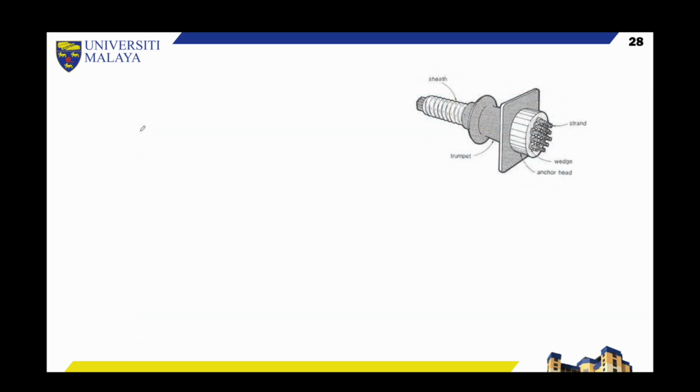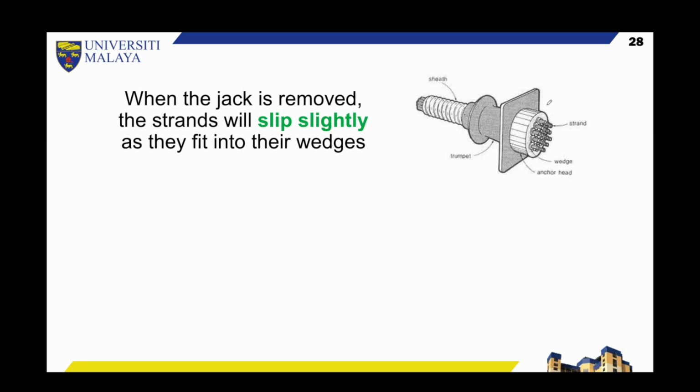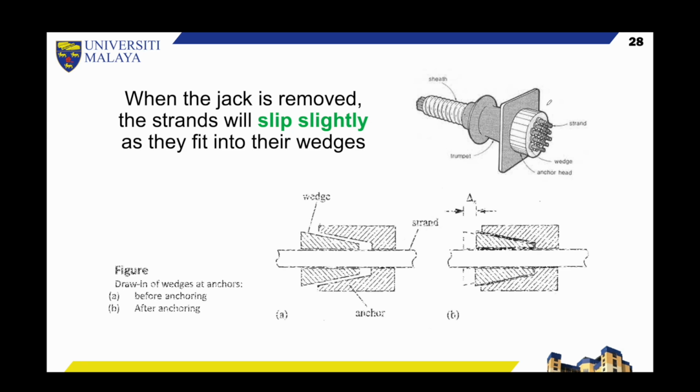This is a typical picture of an anchorage, or where a cable would be anchored. This would be embedded into the member itself. So when the jack has reached the amount of prestressing force that we want it to apply, then we remove the jack. And when we remove the jack, there is some slight movement in the strands. They will slip slightly, and move ever so slightly as they fit into the wedges.